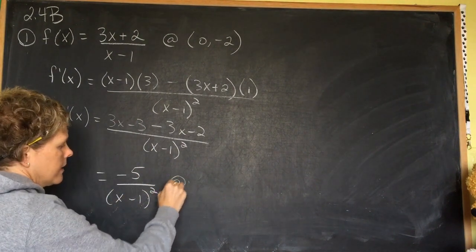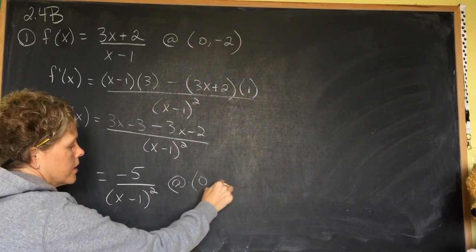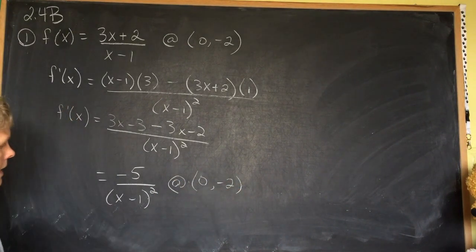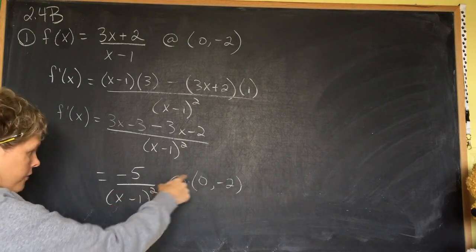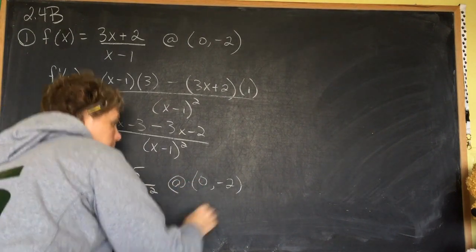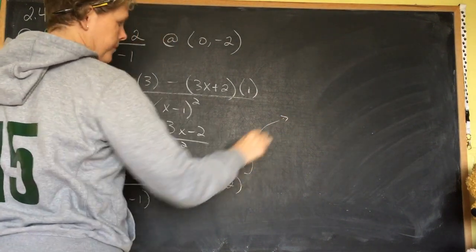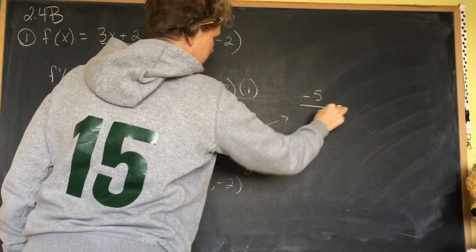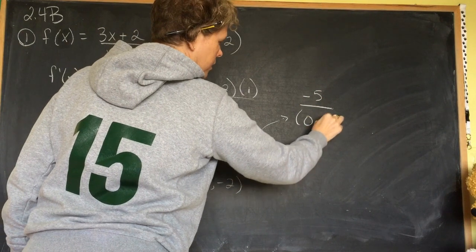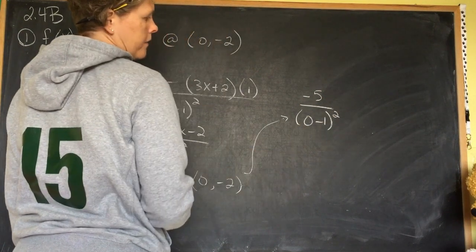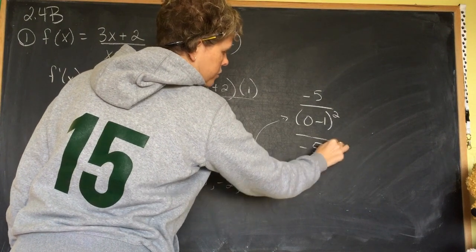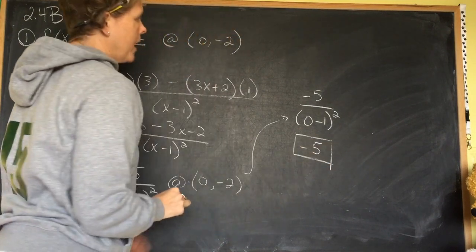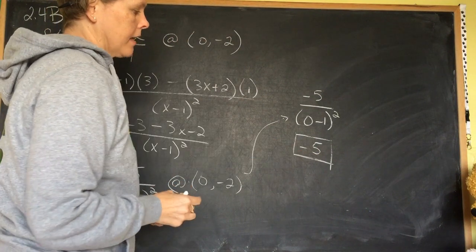But now I want it at that point, (0, -2). So I'm just going to take 0 and plug that in just for the x. So if I plug that in for x, I end up with negative 5 over (0 - 1) squared. So negative 5 over (0 - 1) squared ends up with a negative 5. So my derivative, or my slope at that point, is negative 5.